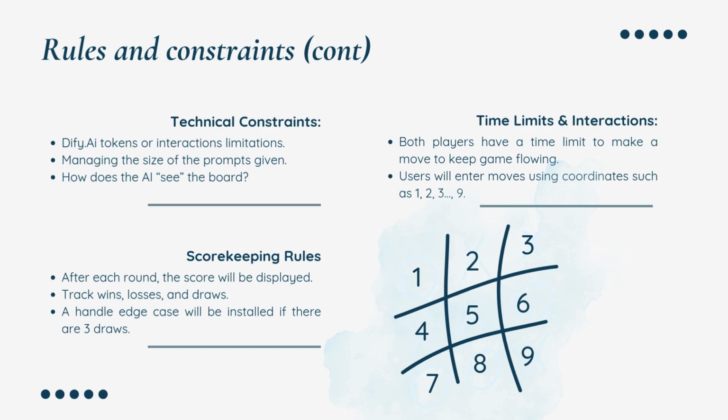And we'll also account for edge cases, like what happens if there are 3 consecutive draws. In that case, we might consider declaring an overall tie or just adding an extra round to break the tie. And by carefully handling the scorekeeping and edge cases, we make sure that the game feels complete and well structured.